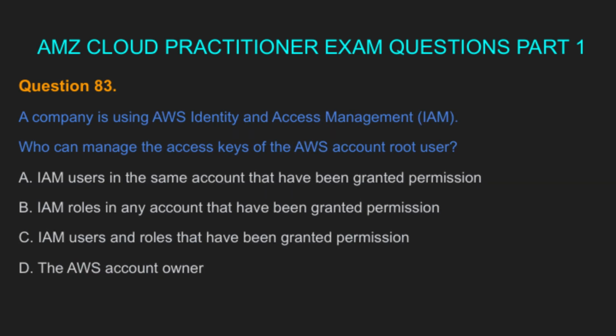Question 83. A company is using AWS Identity and Access Management, IAM. Who can manage the access keys of the AWS account root user? A. IAM users in the same account that have been granted permission. B. IAM roles in any account that have been granted permission. C. IAM users and roles that have been granted permission. D. The AWS account owner. The answer is D. The AWS account owner.